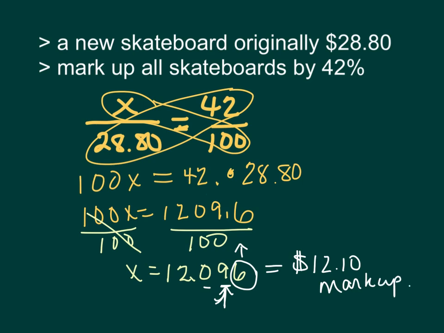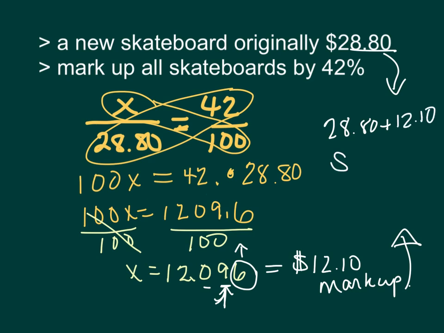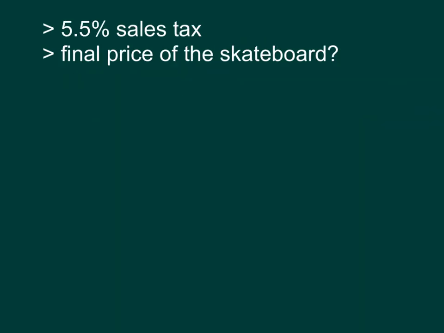So we need to add the markup to the original, which is 28.80. So I've got 28.80 plus 12.10. So the skateboard is now going to cost $40.90. So we need to bring the cost of our skateboard over here. We now know that the skateboard costs $40.90. We need that information.